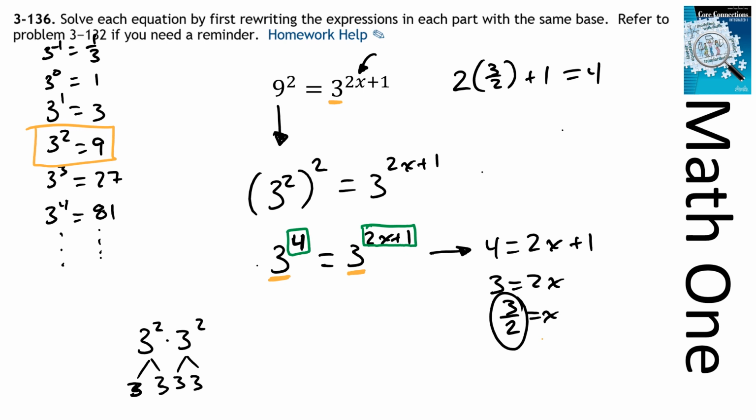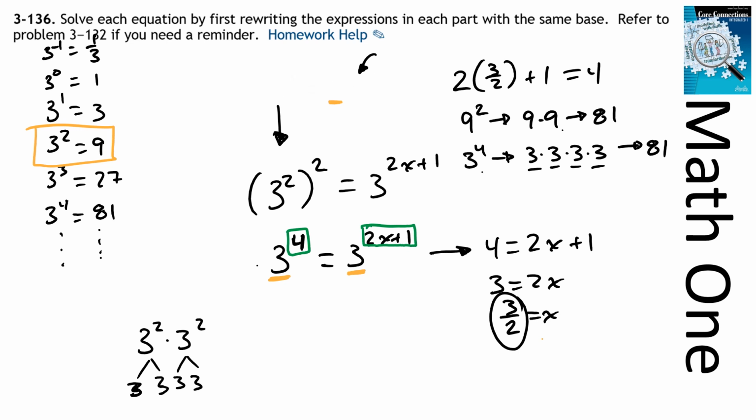And on the one side, I've got 9 squared, which is 9 times 9, which is the number 81. And on the other side, I've got 3 to the 4th power, which is 3 times 3 times 3 times 3. Well, 3 times 3 is 9, times 3 is 27, times another 3 is 81. So probably overkill, but definitely x is the number 3/2. 3/2 is the value that makes that true.